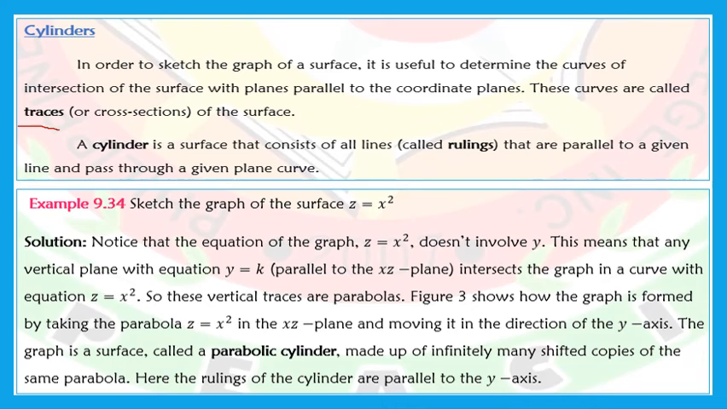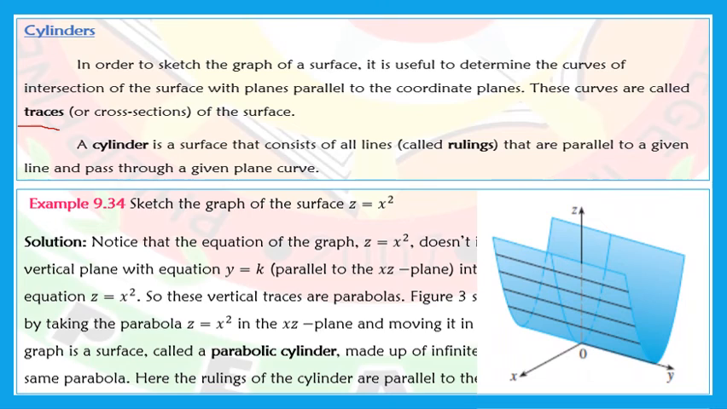The graph is a surface called a parabolic cylinder, made up of infinitely many shifted copies of the same parabola. So here, the rulings of the cylinder are parallel to the y-axis. So ito yung graph niya, class.